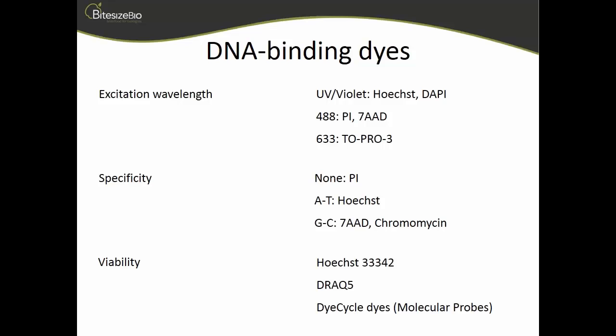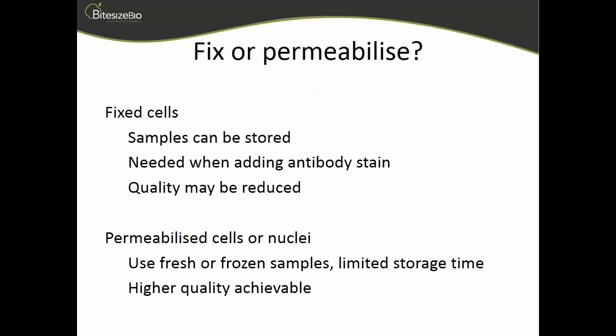But that's the minority, really, of DNA analysis. Normally, we're analysing the DNA in cells on fixed or permeabilised cells. And of course the advantage of fixed cells means we can store our samples. We may also be looking at other markers simultaneously, which may be inside the cells. So we may need to fix the cells to get our antibodies into the cells.